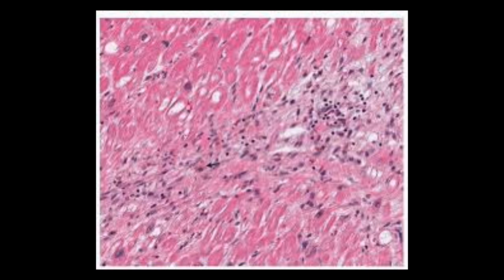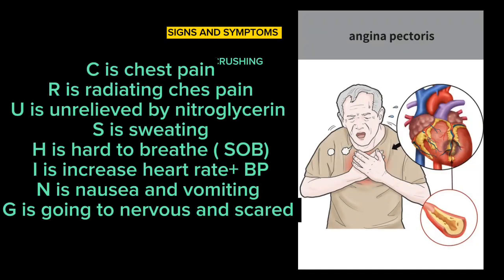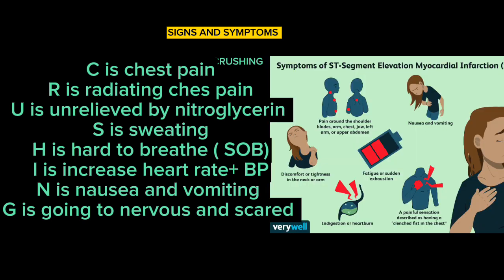So when the patient comes to the hospital, the patient will describe the pain as crushing. C is chest pain, substernal chest pain. R, radiating chest pain. U, unrelieved by nitroglycerin. S, sweating. H, hard to breathe, that is shortness of breath.